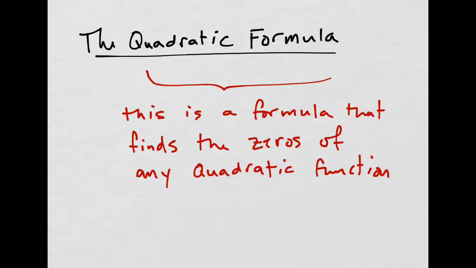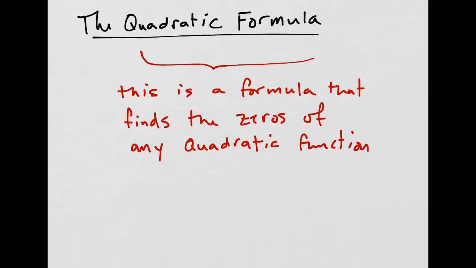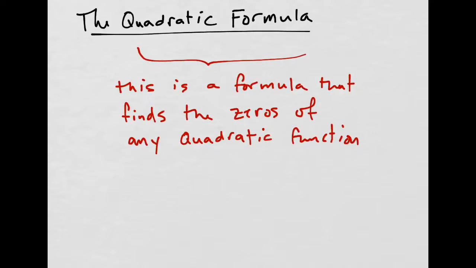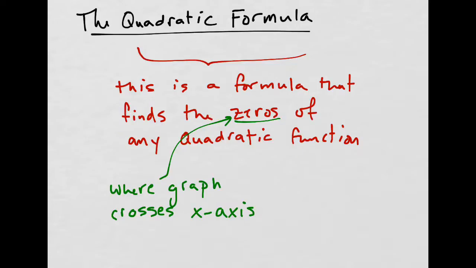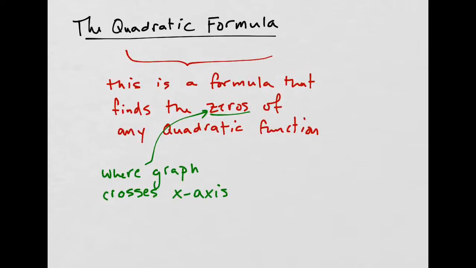So, what is the formula? We're going to write that down right now. Remember zeros. First of all, zeros: that's where the graph of the parabola crosses the x-axis. So zeros are x values. That's where the graph crosses the x-axis.